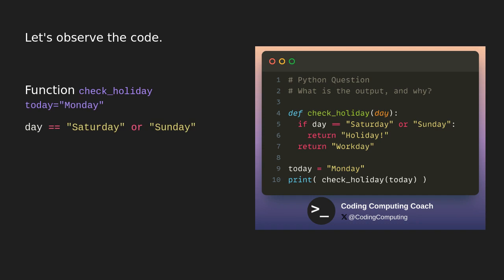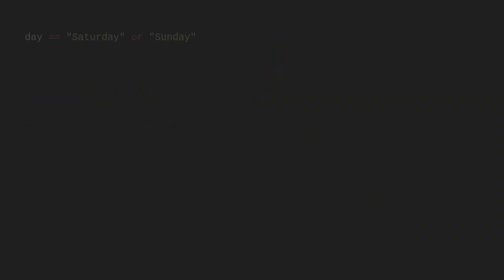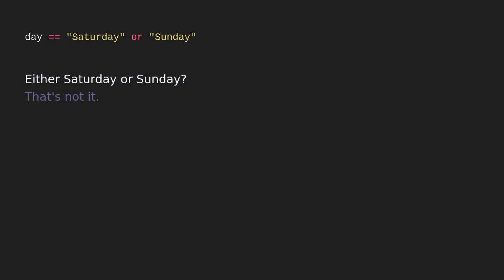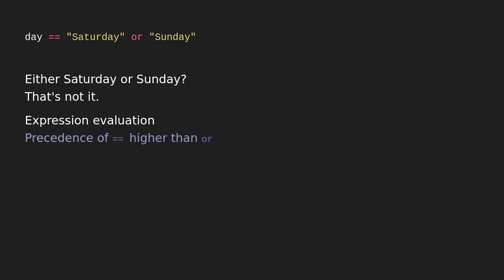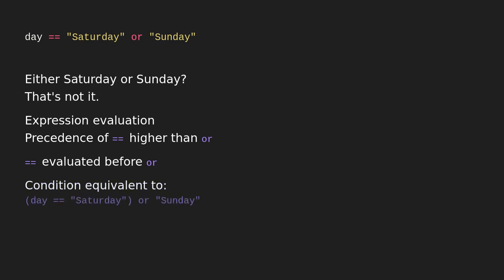This is where things get really interesting. Day is equal to Saturday or Sunday. Looks like we're checking if day is Saturday or Sunday, but that's not it. How does the evaluation work? As per precedence rules, precedence of double equal is higher than that of the OR operator. As a result, is equal to gets evaluated before the OR operator. So the condition expression is equivalent to the following. Day is equal to Saturday gets evaluated first, then OR operator is applied.